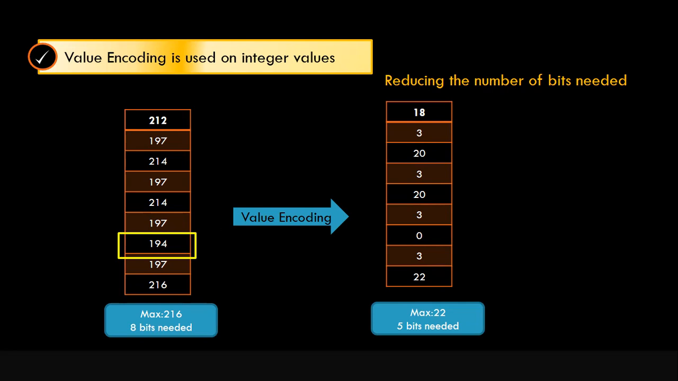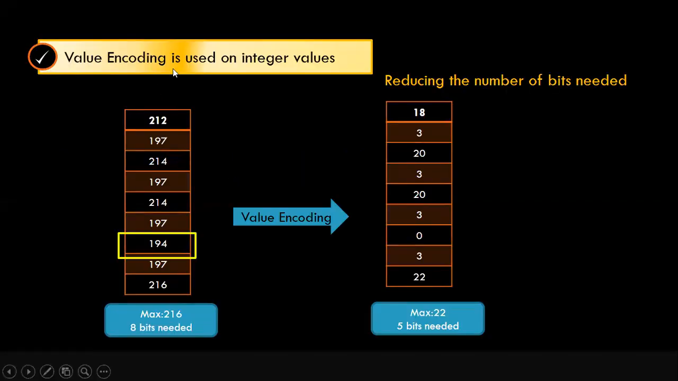You might find it an insignificant saving, but when it comes to a humongous amount of data, for example 10 million or 100 million records, 100 million times 3 bits saved, how much is that? 300 million bits you are going to save. This is how value encoding works. This is the whole idea of value encoding.